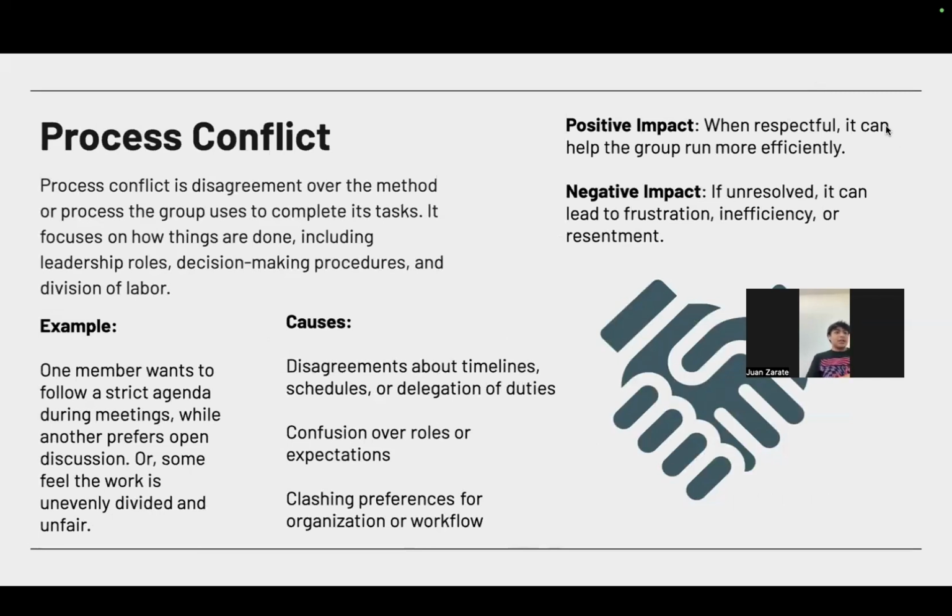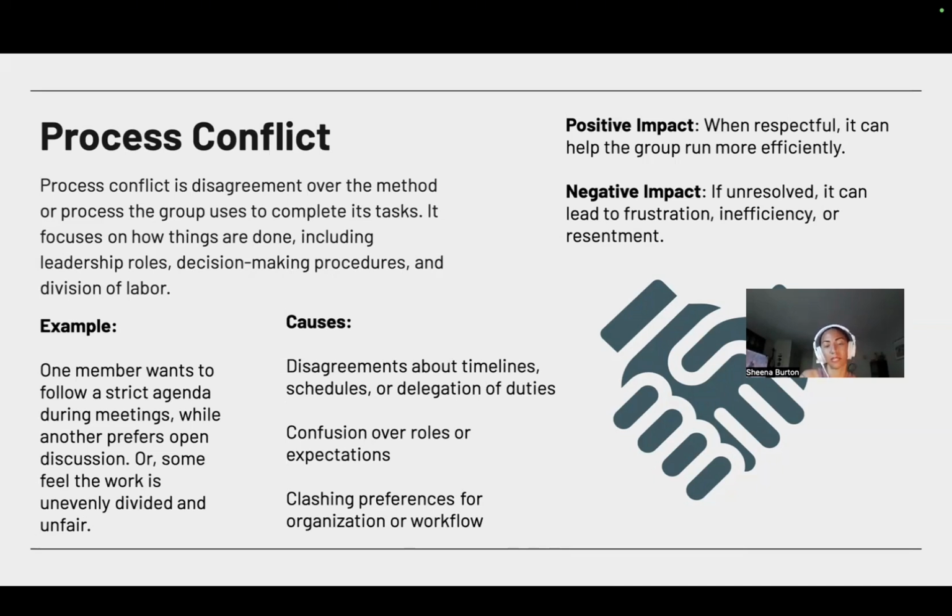So as I'm talking about conflicts, process conflict. Process conflict is disagreement over the method of the process the group uses to complete its task. It focuses on how things are done, including leadership roles, decision-making procedures, and division of labor. An example could be that one member wants to follow a strict agenda during meetings while another prefers open discussion, or some may feel the work is unevenly divided and it's unfair.